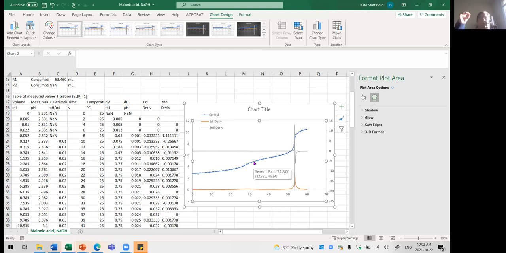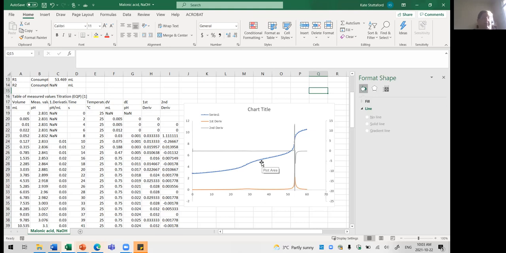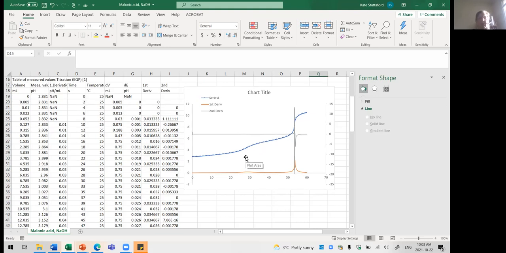All right, so the next thing I'm going to look at is something else that you need for the lab, because you do need to do derivative plots on all your experimental curves, but on one curve, we're going to ask you to do a Gran plot. So a Gran plot, so let me go back to here.